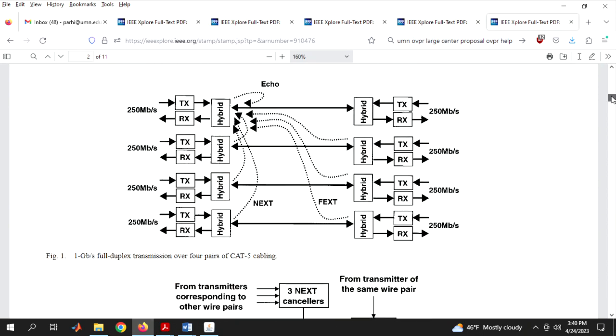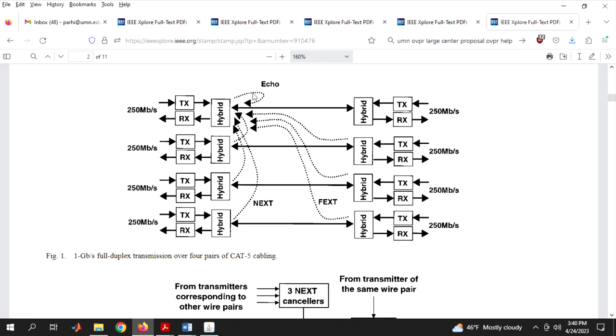But what are the real challenges? The real challenges are inside each transmit receive. There is its own echo. The receiver has to cancel the echo of the transmitter, and has to cancel the near end crosstalk, NEXT, from the 3 adjacent transceivers, and has to cancel the far end crosstalk coming from the far end. So these are the challenges.